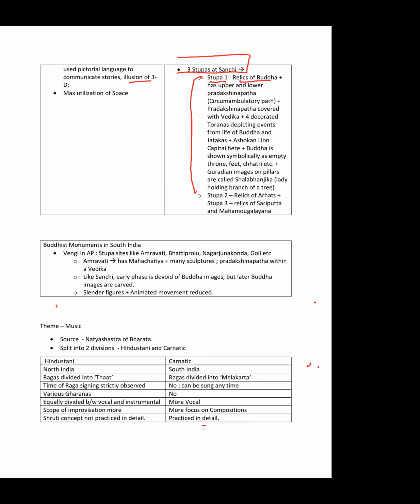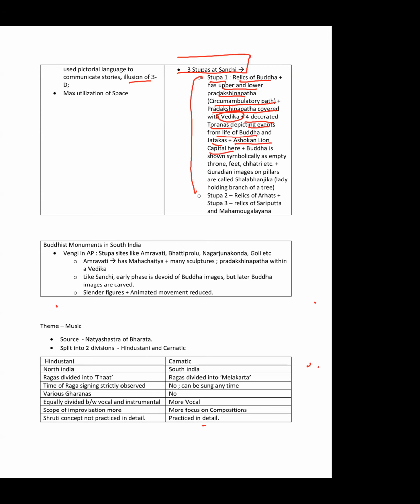Stupa 1, this is about the relics of Buddha. It has upper and lower Pradakshina path, circumambulatory path. Pradakshina path is covered with a Vedika, right? Small ornamentation kind of thing. 4 decorated torans depicting events from the life of Buddha and Jatakas. Ashokan lion capital here, right?